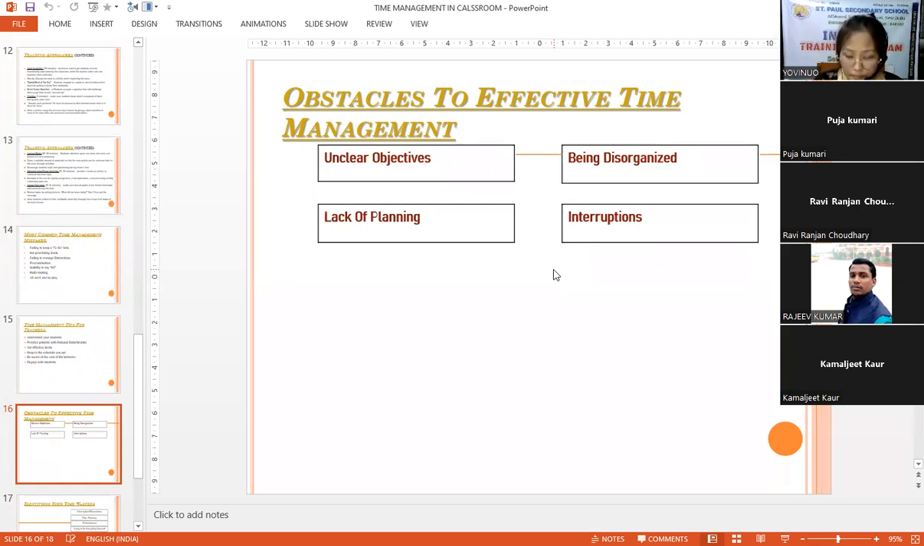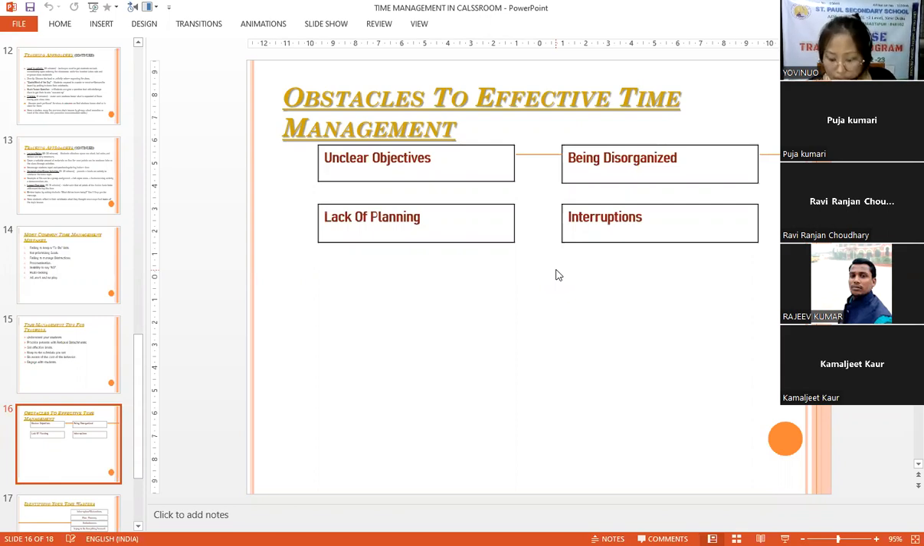Unclear objectives. Unclear objectives really lead to lack of time management because you don't know where to get started. You don't know what to do and what not to do. So we need to have clear directions, clear objectives on why you have to do that particular task.